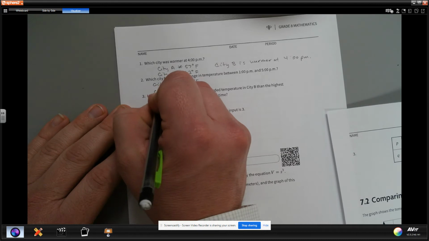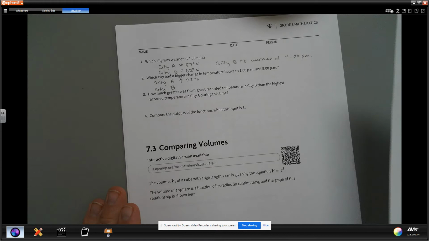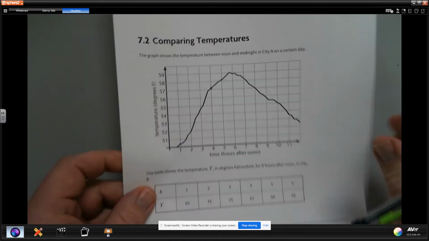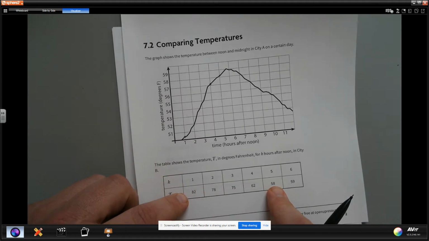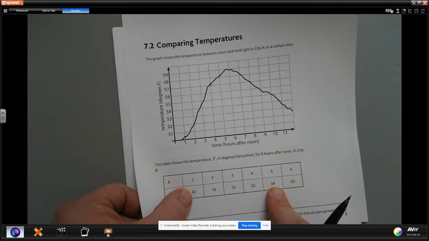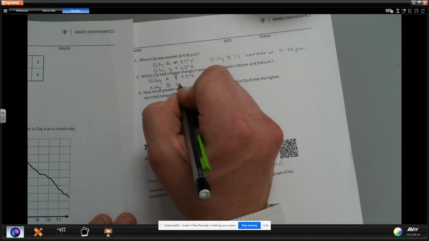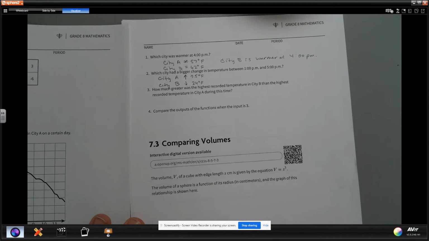City B, let's see what city B did. For city B, looks like we're going from 1 to 5. We went from 82 degrees to 58 degrees. Well, that's quite different. We see that it decreased by, what is that? That's 24 degrees. So city B went down by 24 degrees Fahrenheit. That got pretty cold. That's kind of surprising to me.